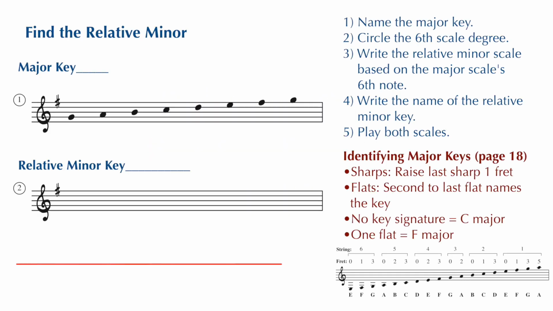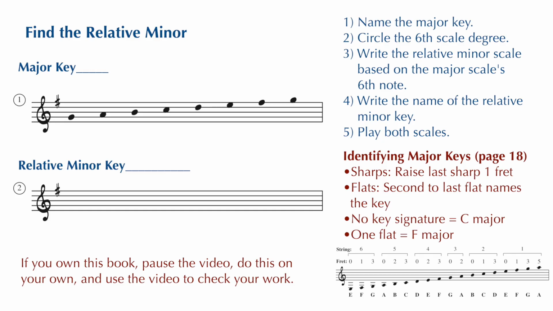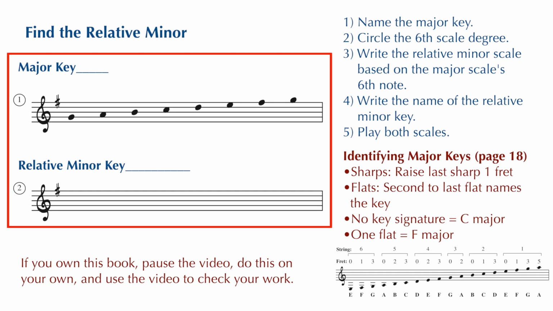On page 81, we have a written exercise, one of the very few written exercises you'll see in my books, unless you're studying guitar theory modules. In this exercise, you are given a major scale followed by a blank staff below it. What I'd like you to do is write the key of the major scale in the blank to the left of the staff and circle the sixth scale degree.